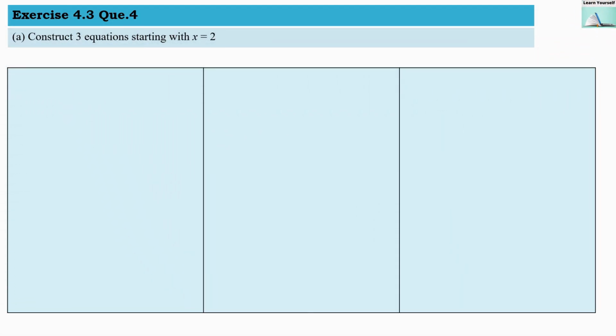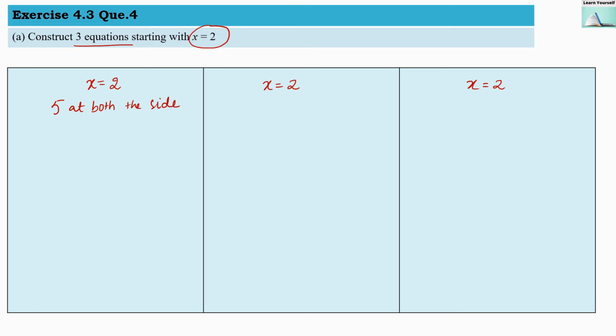Exercise 4.3, question number 4. Construct three equations starting with x equals 2. So we have to take x equals 2 and we are going to make three different equations for this. Here we can use four types of operation: addition, multiplication, division and subtraction. Let us first try with addition. First we are adding 5 at both the sides. Whatever operation we are doing, we have to do it at both the sides, RHS and LHS.